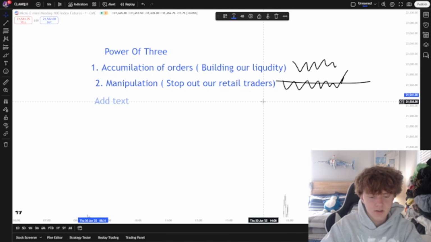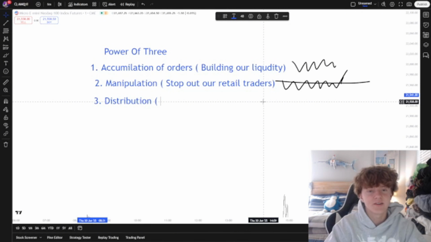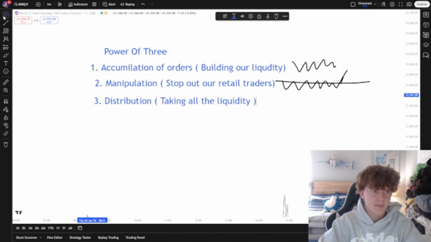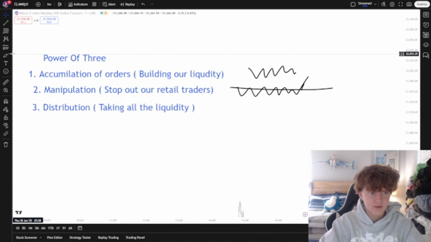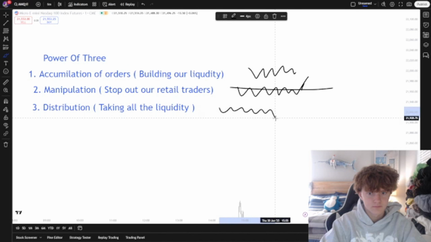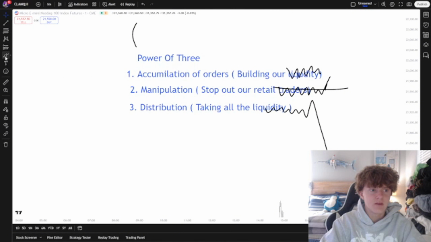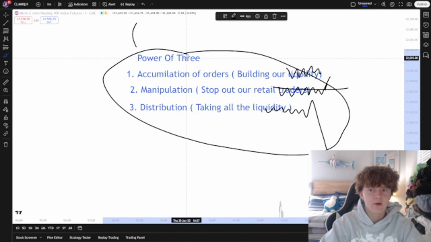Now we have our third but final step. Simple, easy step. It's going to be our distribution, taking all the liquidity. So that's going to be the 3 steps, and those are going to be obviously our 3 models for the power 3.